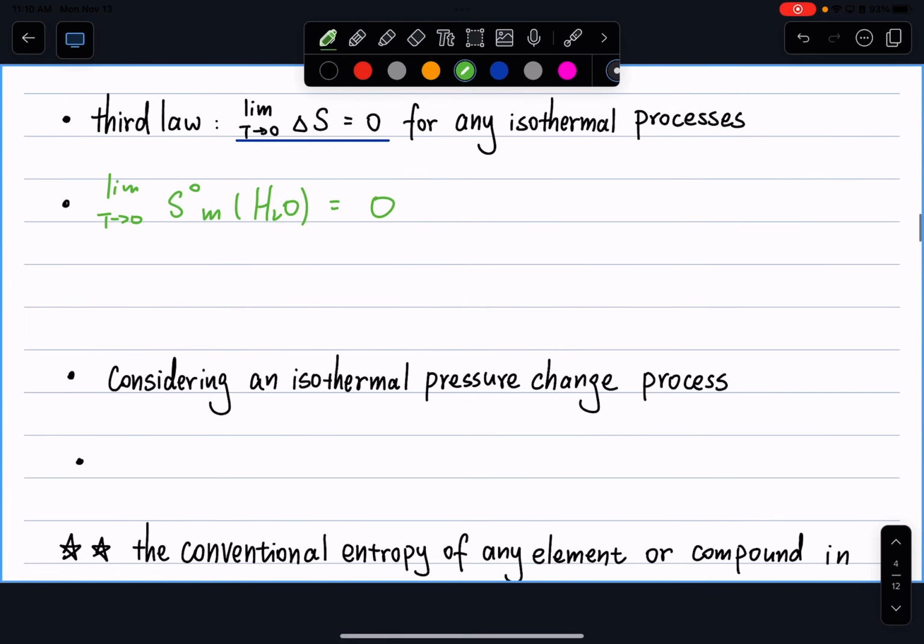So let me just write down what we said. When we write something like this, we're saying that the standard molar entropy at 0 K, it's the same to write when the temperature approaches 0, the standard molar entropy equals 0 for any element or compound.